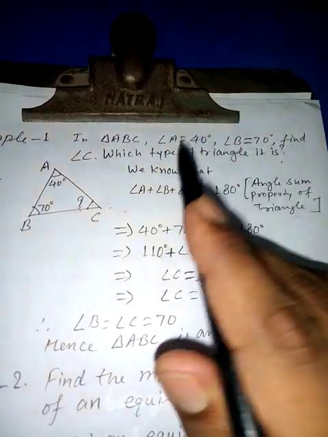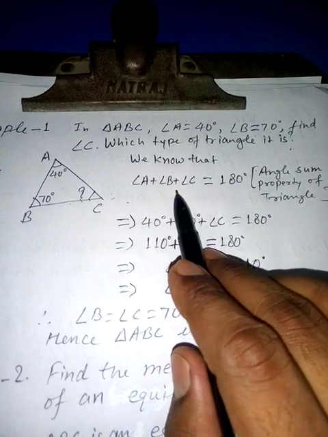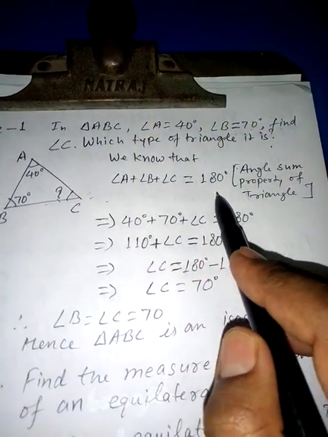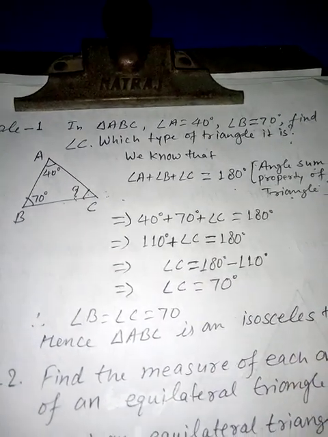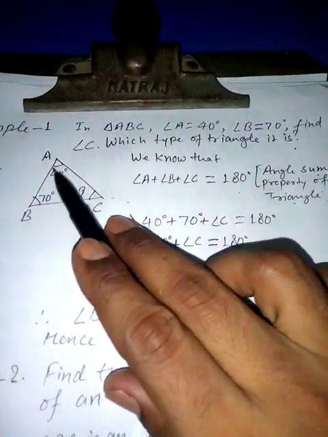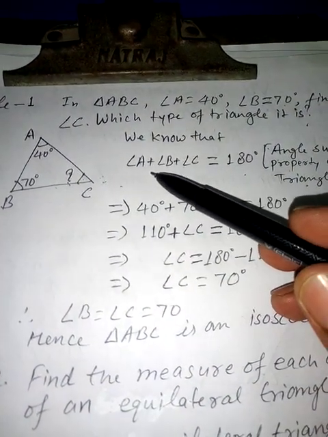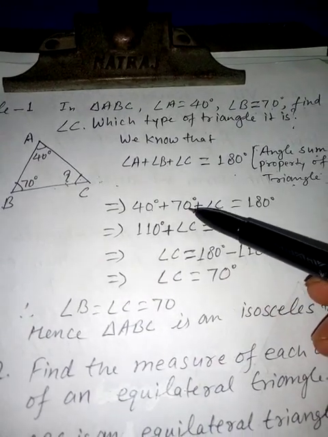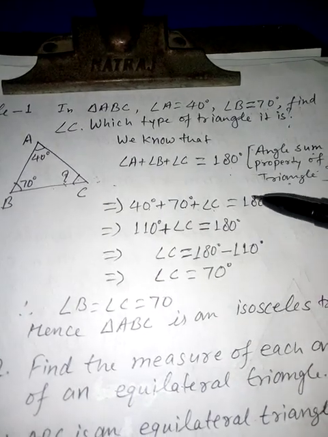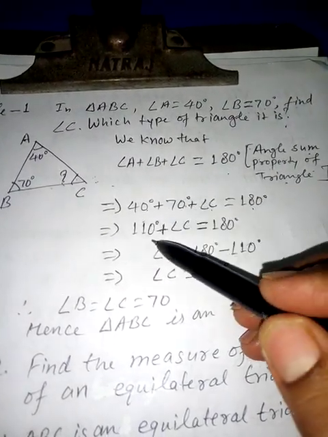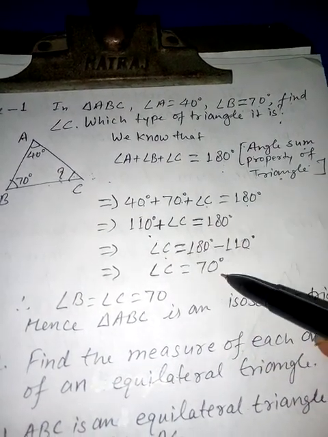Now we know that the sum of angle A, B and C equals 180 degree because of the angle sum property which we have read just now. So the sum of all these three angles is 180 degree, and you know angle A is 40 degree, angle B is 70 degree and C is C because we don't know, equals 180 degree. Now 40 plus 70 is 110 degree, and angle C equals 180 minus 110, that is 70 degree.